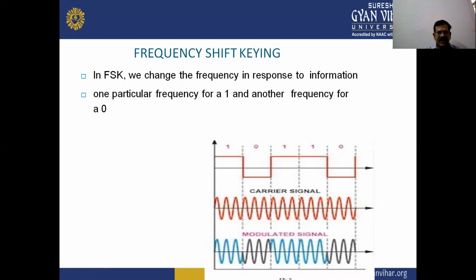Frequency shift keying, FSK. In FSK, we change the frequency in response to information. So one particular frequency for a 1 and another frequency for a 0. In this, the signal is converted into discrete form, 0 or 1. And here the frequency changes in the FSK modulation system. We can see in these different waveforms there are carrier signals and a modulated signal. In the modulated signal, the frequency is changed as per the carrier signals.